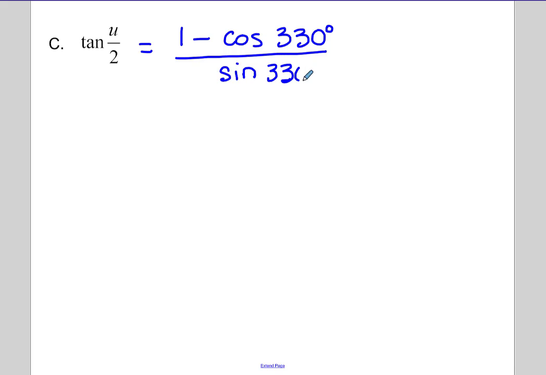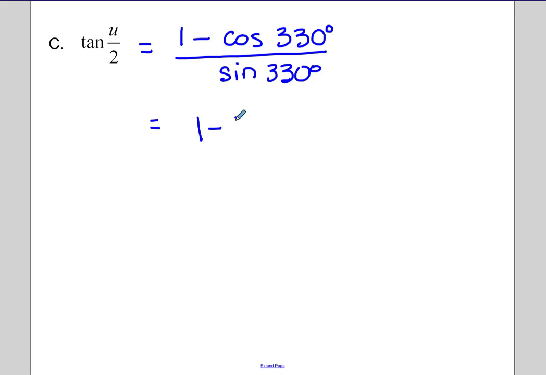And then part C, we're going to do the tangent of a half angle, and there are 3 formulas. I'm taking the second formula. It seems easy to me. 1 minus the cosine of our angle U, which was 330 degrees, divided by the sine of our angle, which is 330 degrees. So the tangent of 165 degrees can be found with this formula.